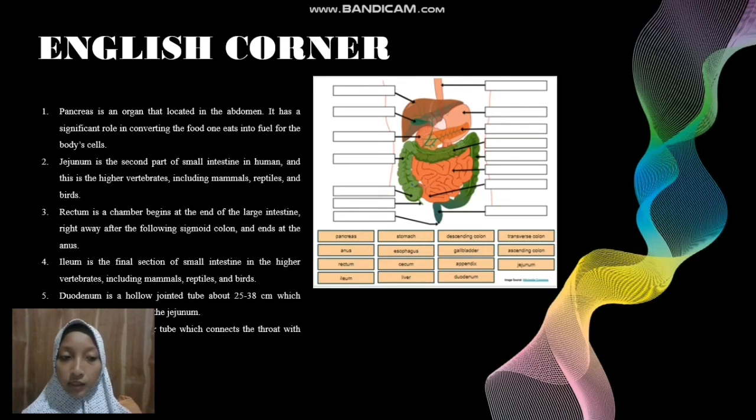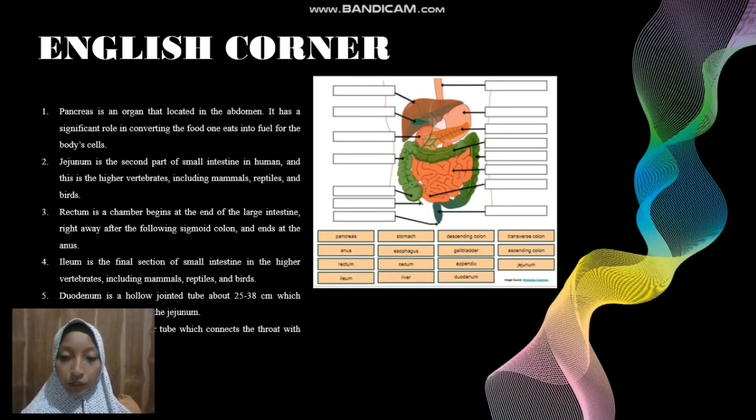Kemudian the fourth is ileum. Ileum is the final section of small intestine in the higher vertebrates, including mammals, reptiles, and birds. Ileum ini bagian terakhir dari usus halus pada vertebrata yang lebih tinggi, termasuk mamalia, kemudian reptil, dan juga burung.